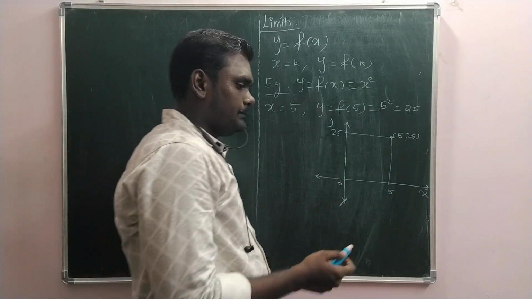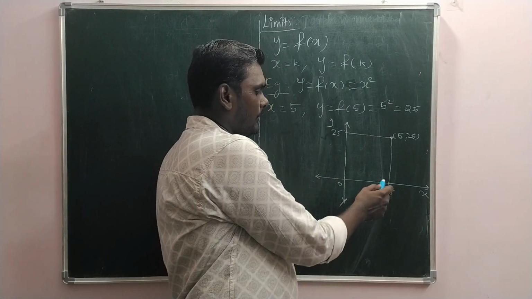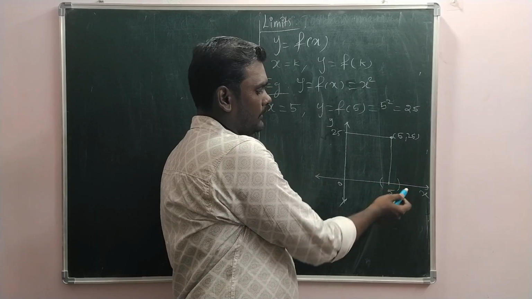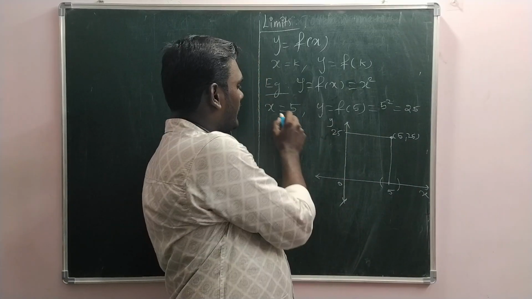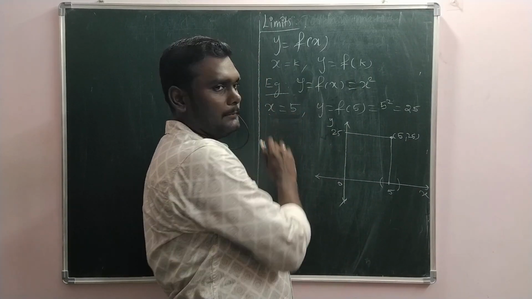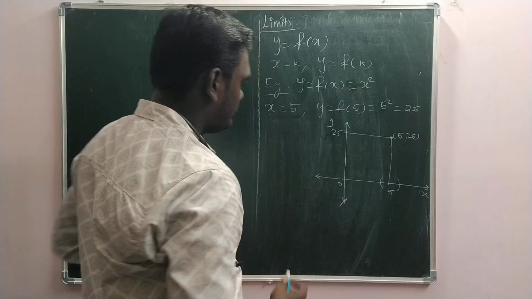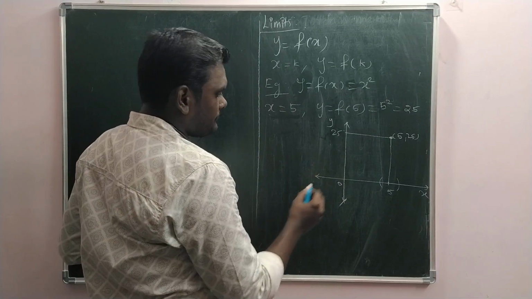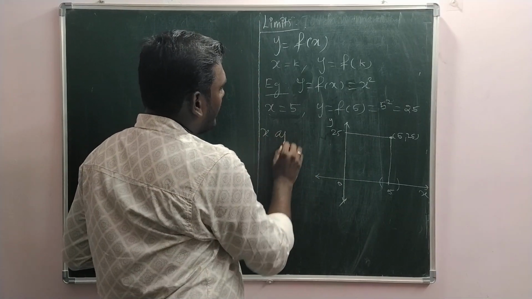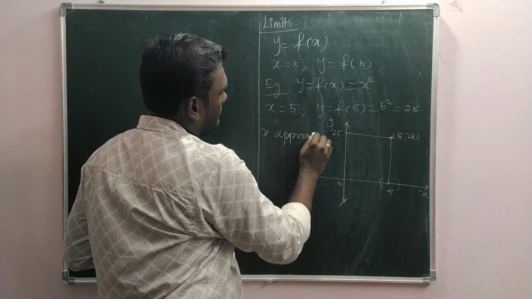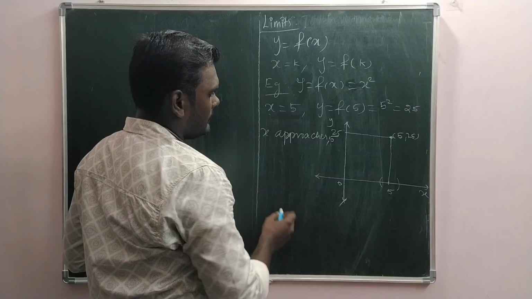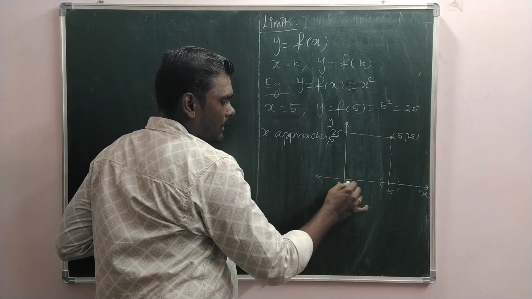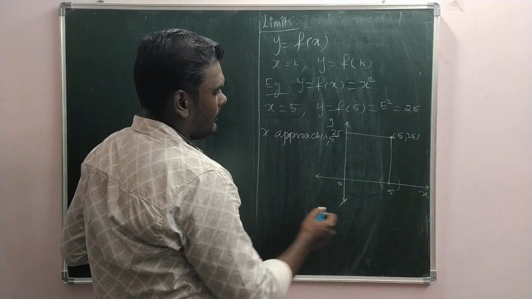Alright. Now, what if a value near 5 is substituted, like nearly 5? Here x is directly equal to 5. What if it is not equal? So we say when x approaches 5. When x approaches 5 means what? It is going from 0 to 5.